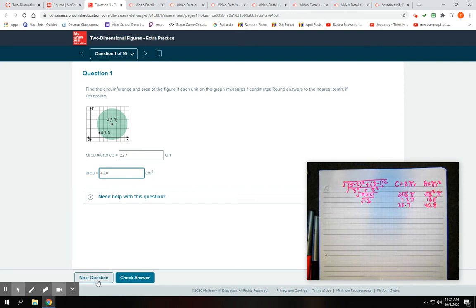Questions on either of those, circumference or area, or the distance formula?